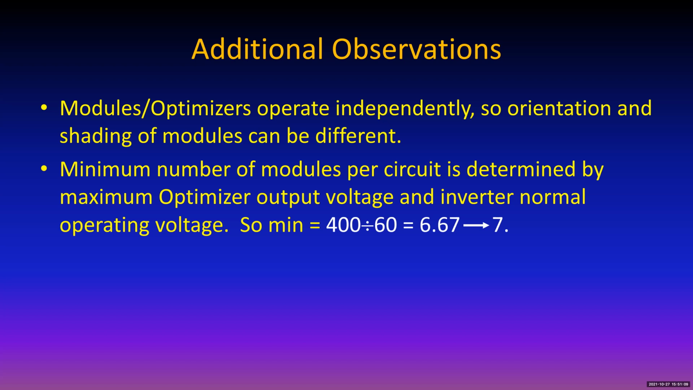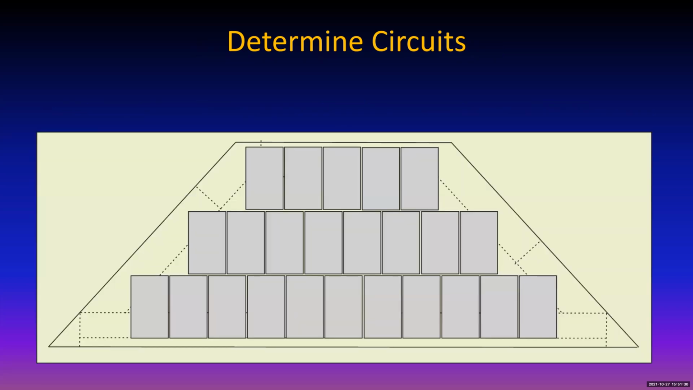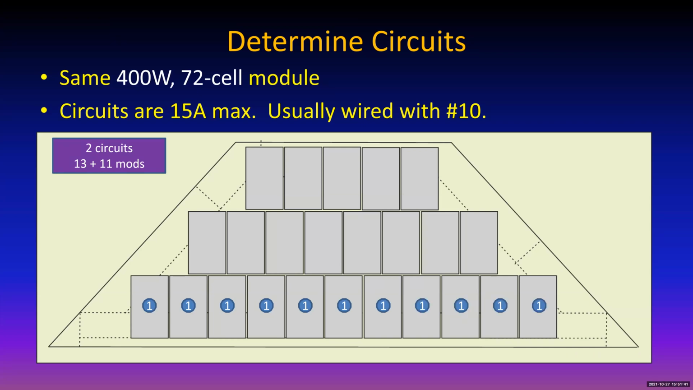Here's our minimum of 7 modules. Circuit length needs to be generally less than 15, so anything between 7 and 15 is okay. You can have 15 in one and 7 in another and 12 in another, and the inverter should be able to handle that. Okay. Determine your circuits. Let's set them up here. 2 circuits of 13 plus 11 this time. So here's our third, what, 1, 2, 3, 4, 5, 6, 7, 8, 9, 10, 11. So I guess we're going to have 13 up on top.